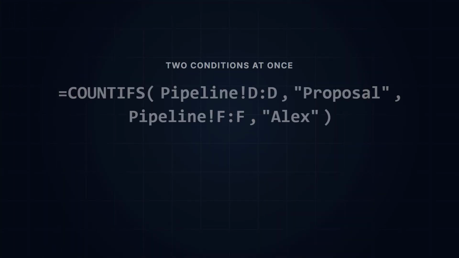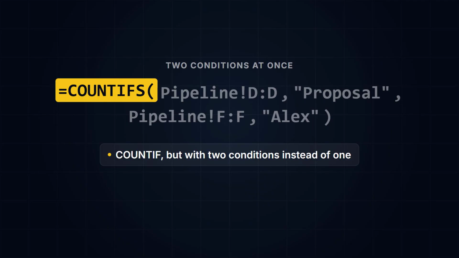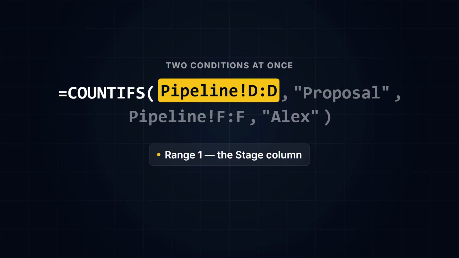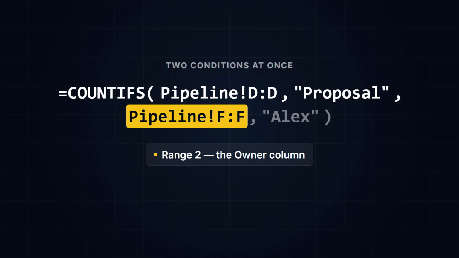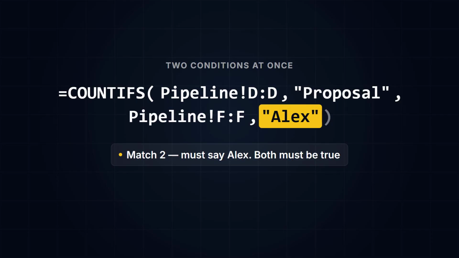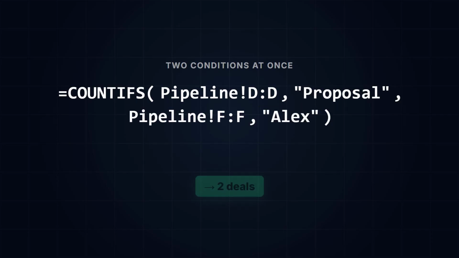Equals COUNTIFS, Pipeline D, colon D, Proposal, Pipeline F, colon F, Alex. COUNTIFS is COUNTIF with two conditions instead of one. Range, match, always in pairs. Stage equals Proposal, owner equals Alex. Both have to be true before a deal gets counted.